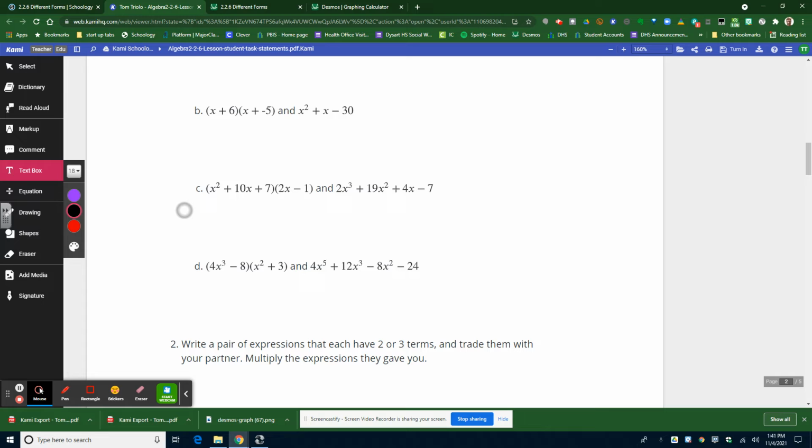Okay? One of you is going to do C, and one of you is going to do D. And then you get to choose. You get to pick one. You're going to pick a polynomial. Okay? And you're going to pick another polynomial. So just like C or D, one with 2 terms and one with 3 terms.